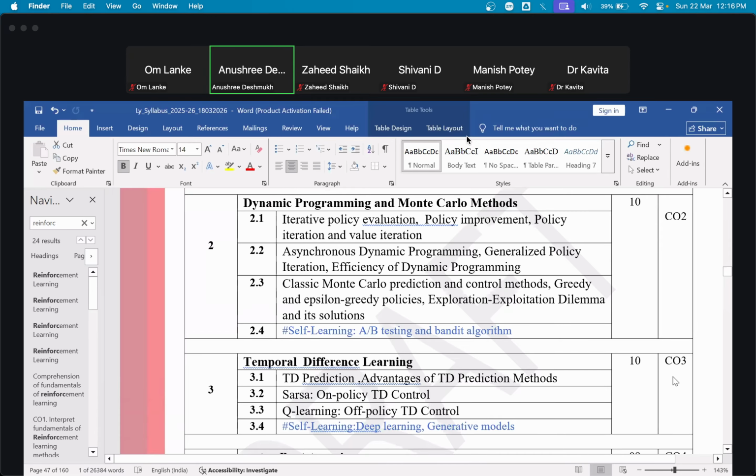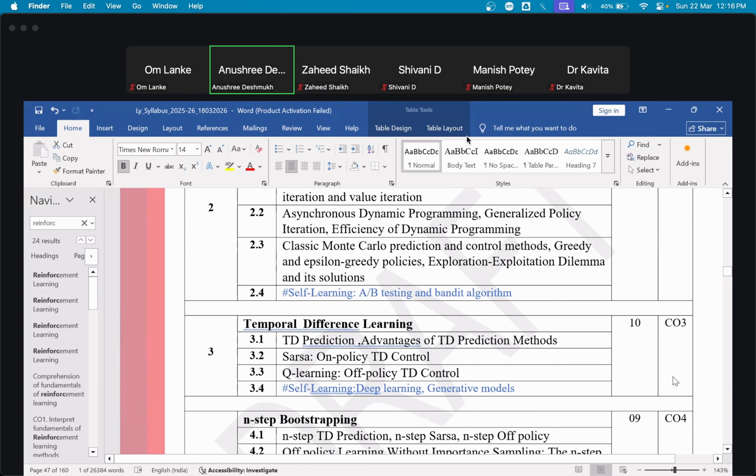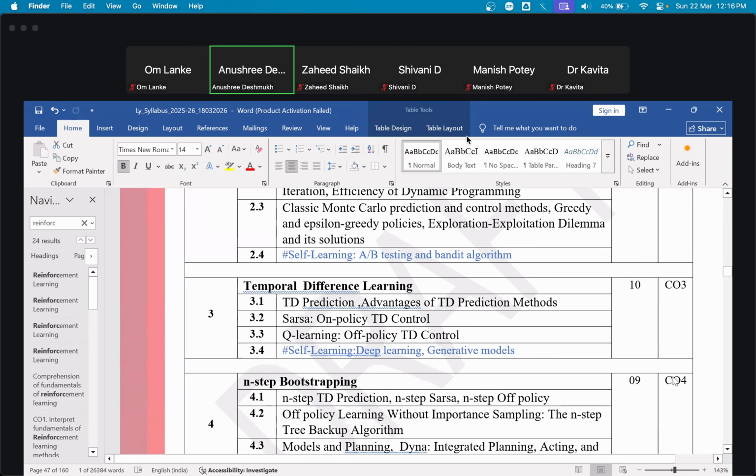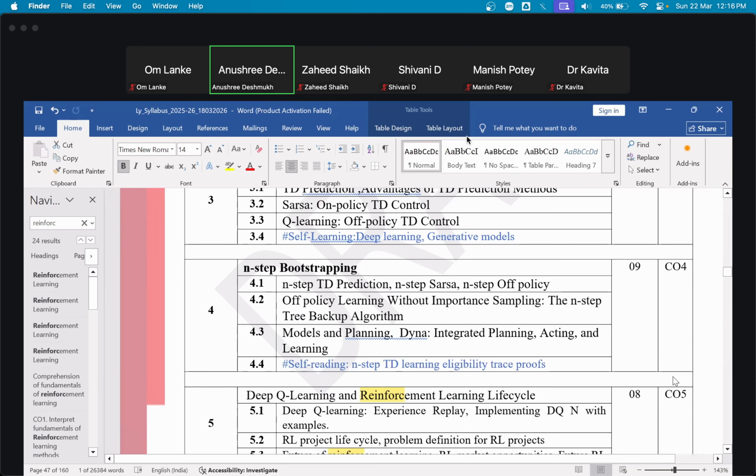In module number 3, you will be learning temporal difference learning and the details about how temporal difference learning helps you in predicting different models, followed by module number 4, which has n-step bootstrapping, which again includes different n-step prediction methods and different policies which help in the n-step bootstrapping algorithms, models and planning for integrated planning, acting and learning.